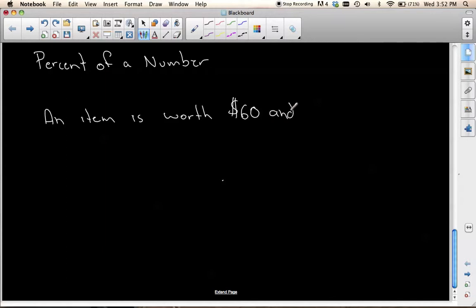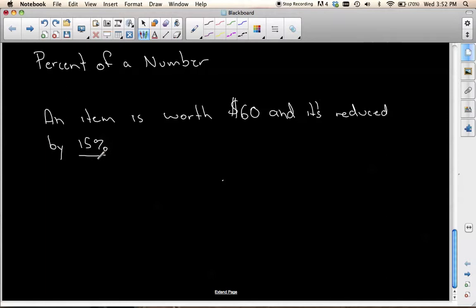And it's reduced by 15%. So I need to figure out what it's worth. So I need to figure out how much is my 15% rebate.